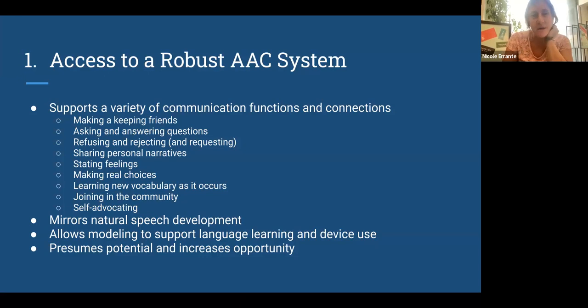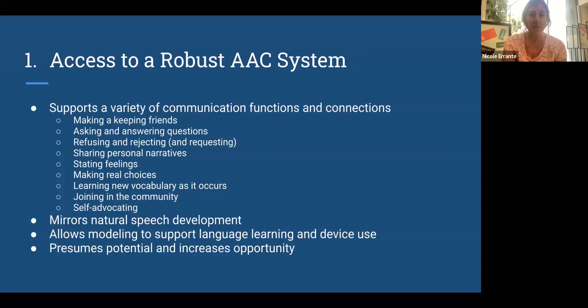And so one of the first important things we'll talk about to get our AAC users to be autonomous communicators is we need them to have access to a robust AAC system. Robust is one of those words that gets thrown around, but another word would be maybe comprehensive, or just having lots and lots of vocabulary. So a non-robust system would be maybe a core board with 8 words, which just isn't robust enough. So having a robust AAC system with, you know, up to sometimes thousands of words really supports all those communication functions and things that Nicole was just talking about.